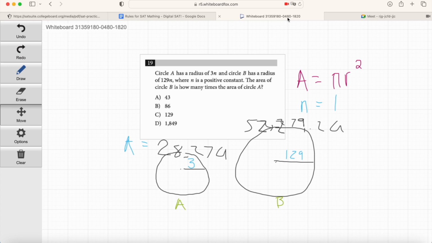So let's do that. I'm just going to divide that big number, 52,279, by 28.274. Yeah. 1,849. Yeah, there it is. There's your answer. Questions about that? No, that's not too bad, is it?